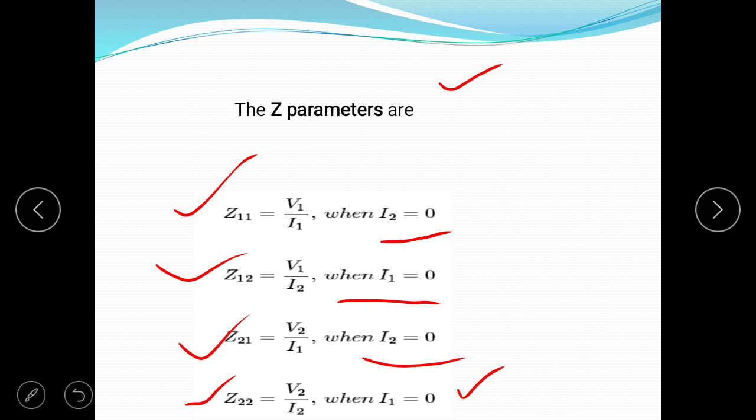But Z12 and Z21 are known as transfer parameters because in these parameters the ratio of quantities are of both the ports, such as Z12 is V1 of port 1 and I2 of port 2, and in Z21 V2 of port 2 and I1 of port 1. So these are known as transfer parameters.